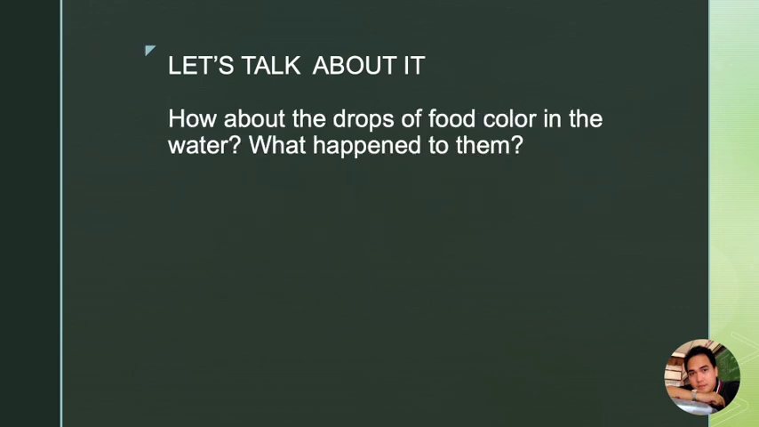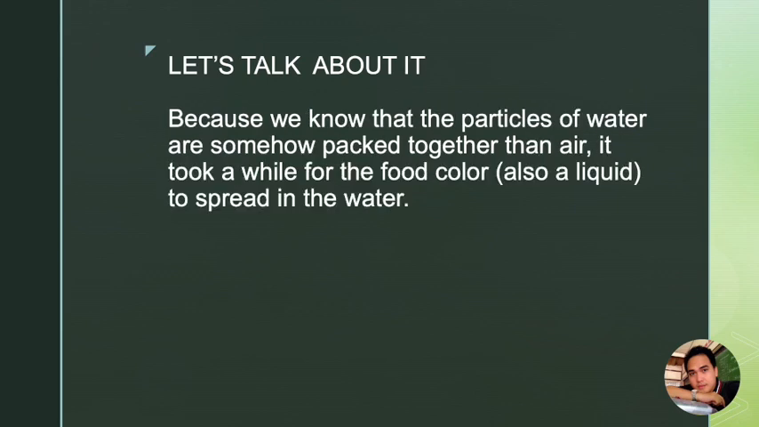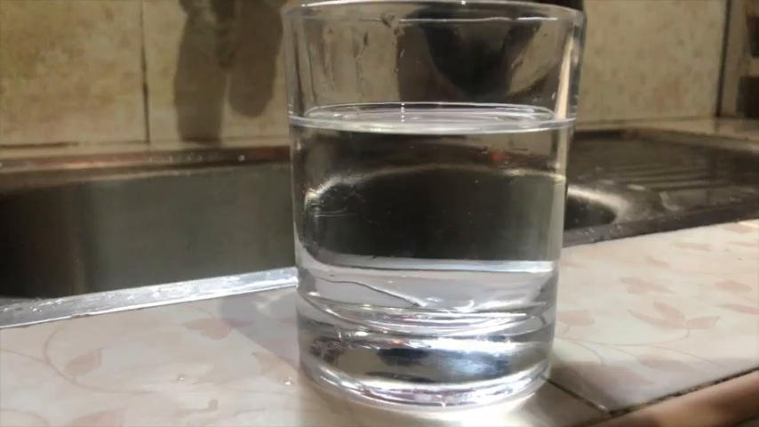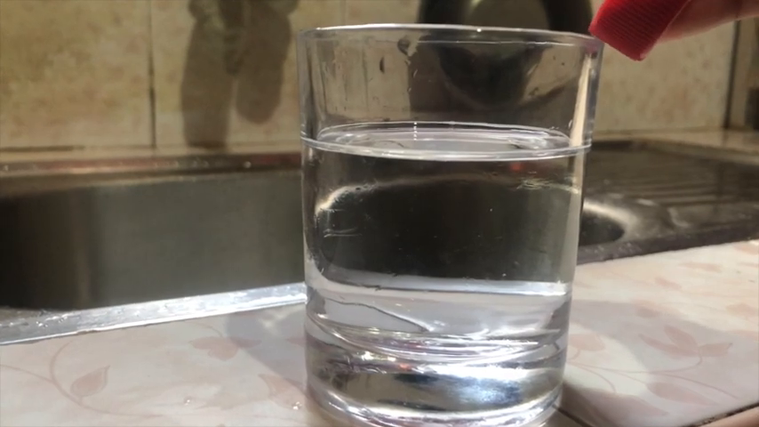How about the drops of food color in the water? What happened to them? We know that the particles of water are somehow packed together than air. So it took a while for the food color, which is also a liquid, to spread in the water. But because the molecules of a liquid are free to move past each other, when the drops of food coloring hit the water, its molecules were able to pass through the molecules of water and hit the bottom of the container.